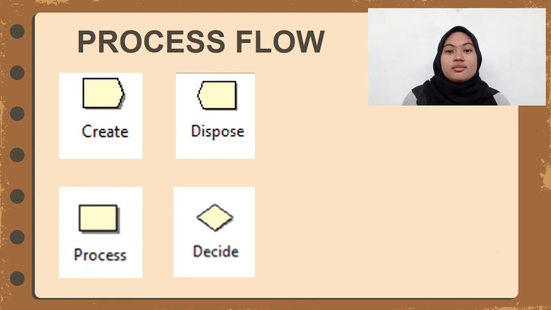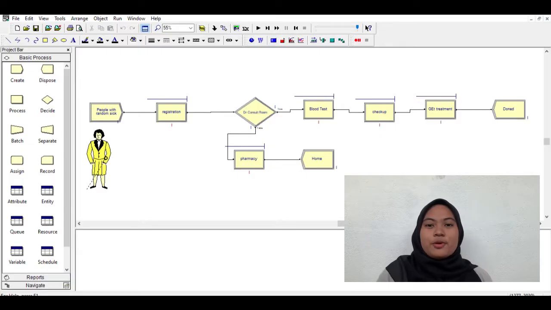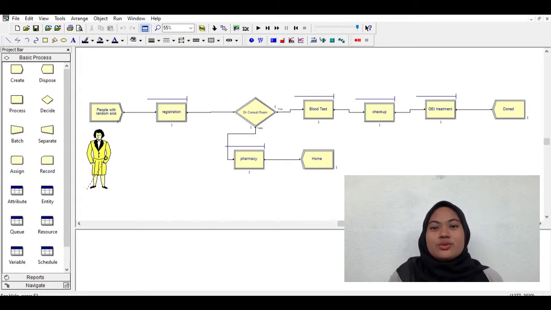My name is Munir Atira, who would like to present about the process flow of Clinic FPTP. We had 9 modules in Arena simulation that consist of 1 create module, 1 decide module, 2 dispose modules and 5 process modules. The flow process starts with the create module that we renamed as people with random sick, and then goes to registration by using a process module.